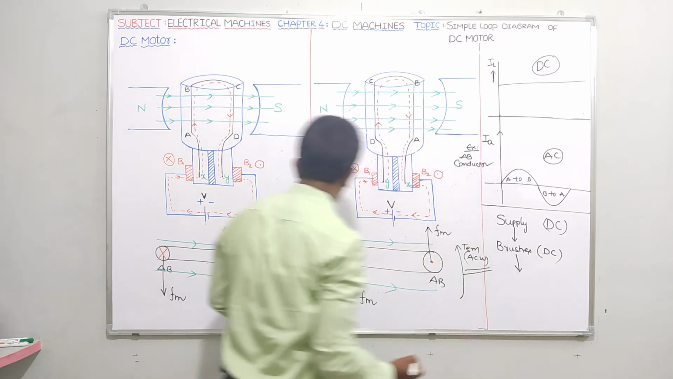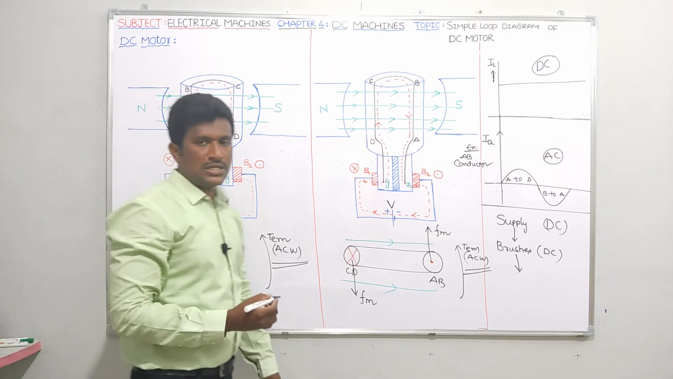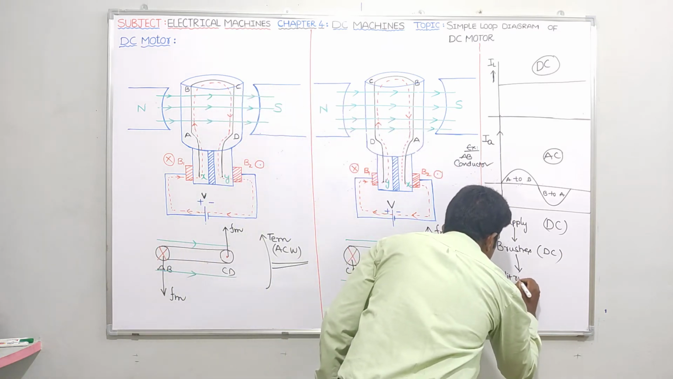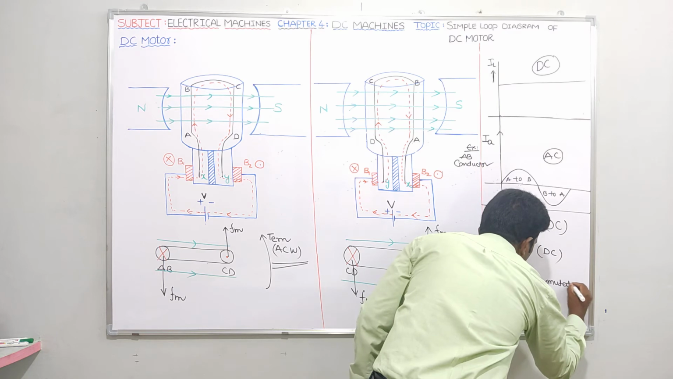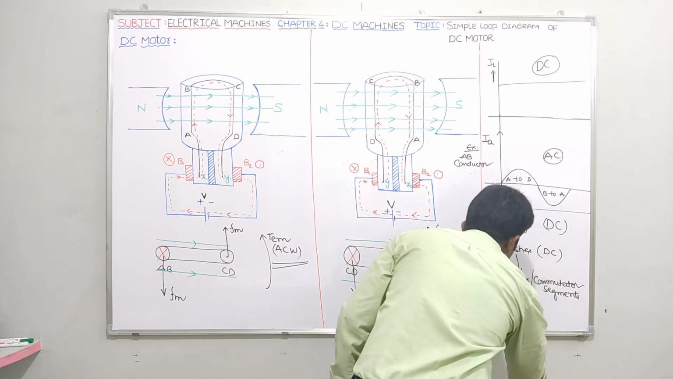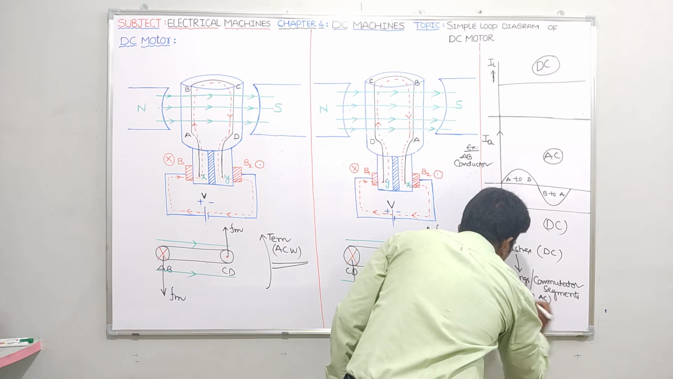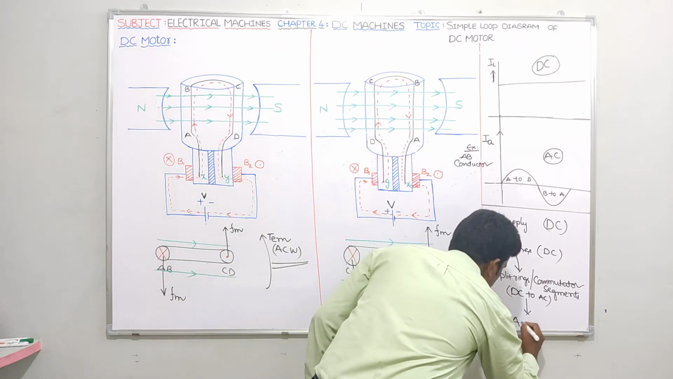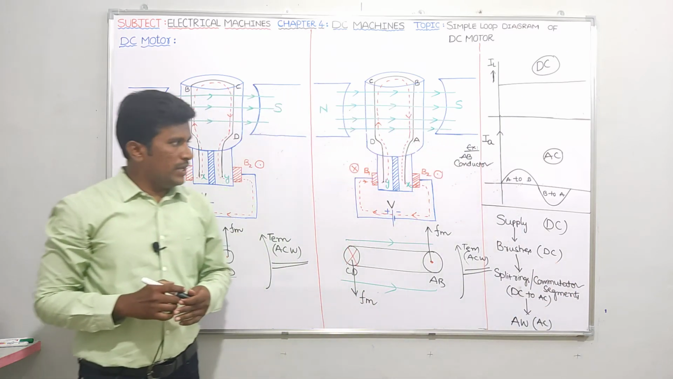Next guys, from after brushes, supply will go to the armature winding through split rings or commutator segments or a commutator. Let me write here. Split rings or commutator segments. A group of commutator segments can be called a commutator. Everybody knows that. So what is the function of the commutator here? It converts DC supply to AC, and that AC is given to the armature winding. So which type of supply are you getting at the armature winding? AC. Okay.